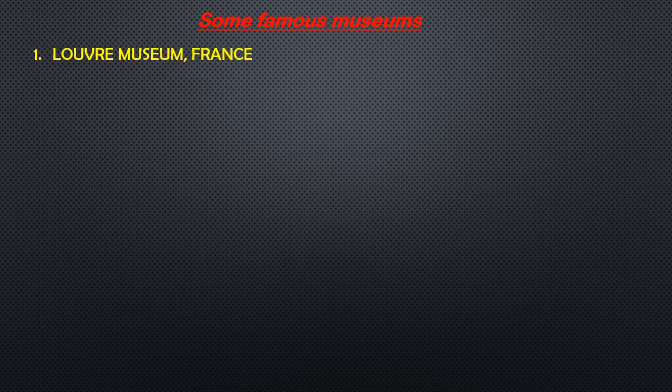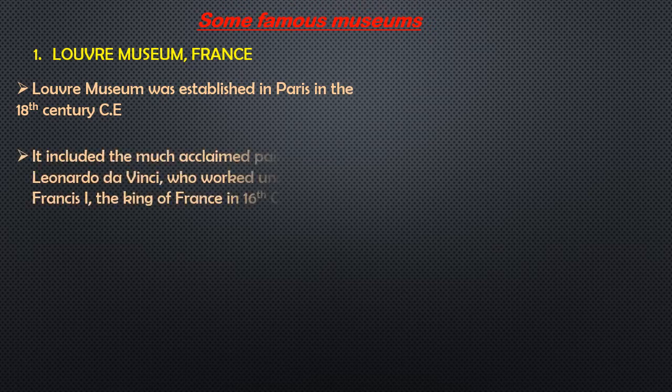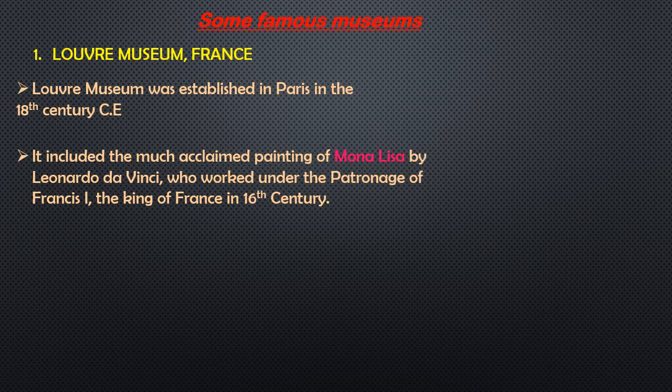Let's begin with the Louvre Museum in France. The Louvre Museum in Paris was established in the 18th century CE. The antiquities collected by the members of the royal family were exhibited in the Louvre Museum. It also includes the much acclaimed painting of Mona Lisa by Leonardo da Vinci.